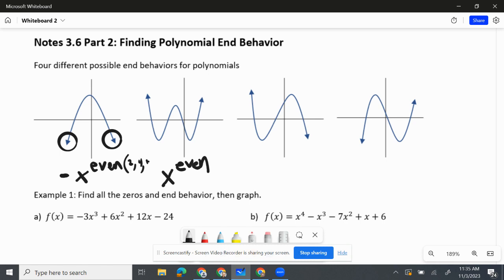Now, the other ones would be odd exponents. So if we have x to the odd exponent, anything to the third, the fifth, the seventh, whenever it is negative, one goes down and the other goes up. And then when we have an odd one that's positive, once again, one of them goes down and the other one goes up. So those are our 4 different types of graphs that we're going to be dealing with.